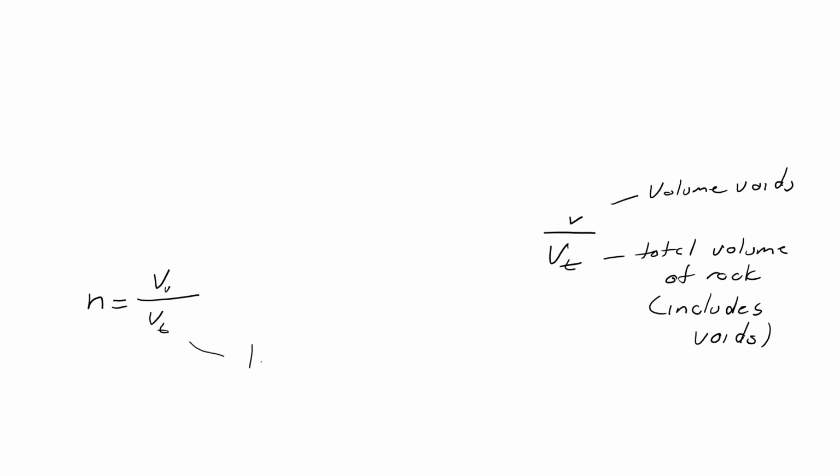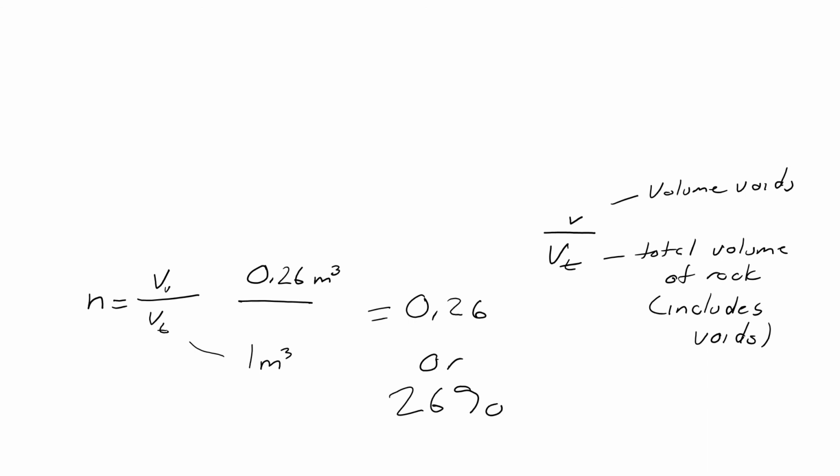So if our volume of voids, let's say we have a total volume of a cubic meter. Let's say we have a cubic meter of rock, okay? So we have a rock, a sandstone. It's a meter on a side, okay? A big cube of sandstone. And 0.026 of that rock is voids. 0.026 divided by 1 equals 0.026 or 26%.